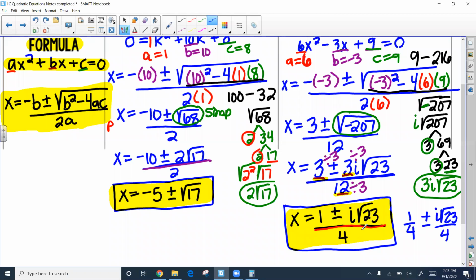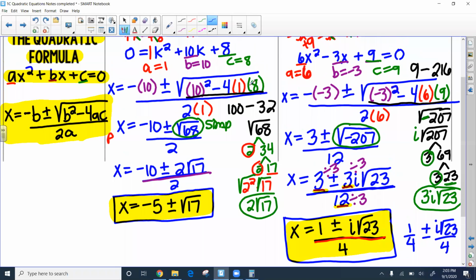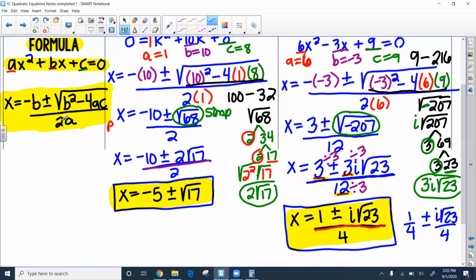Hopefully we are able to simplify. Okay, there is going to be one more type of problem in our notes, but first, before we do the last example in our notes, I want to do some practice with quadratic formula. All right, so make sure that you have the quadratic formula written down somewhere. And we're gonna do a couple practice problems.